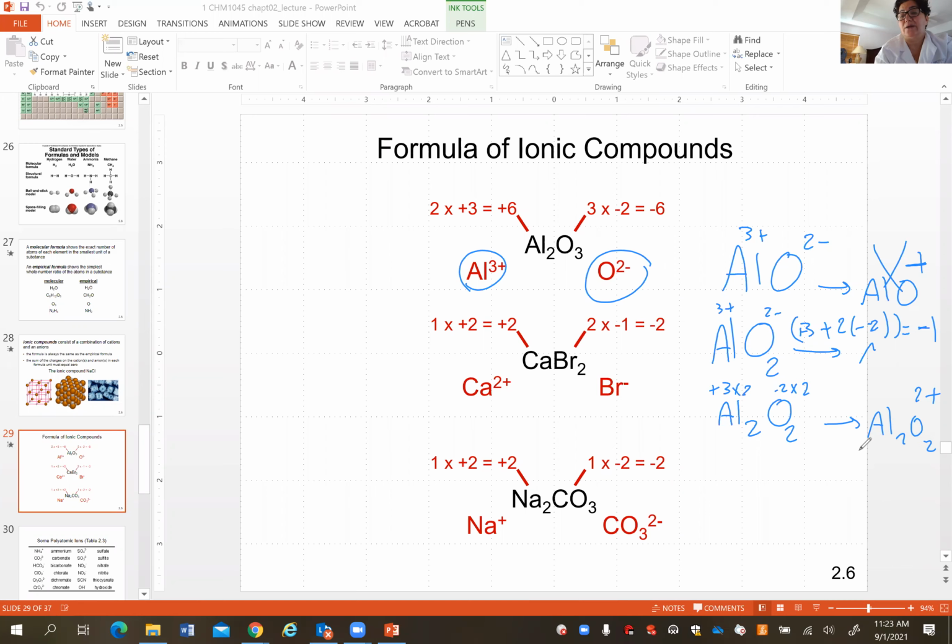Then I say, okay, I have a 2+ charge. So what should I do now? I have to increase the number of oxygens. So I have to bring 3 oxygens: Al2 and then O3.